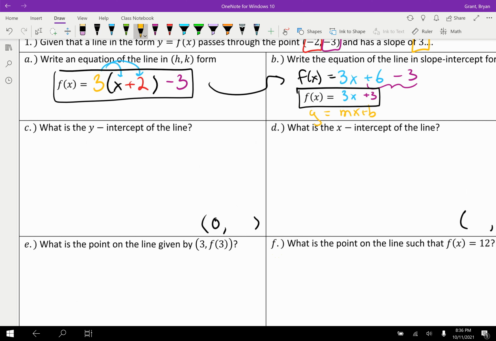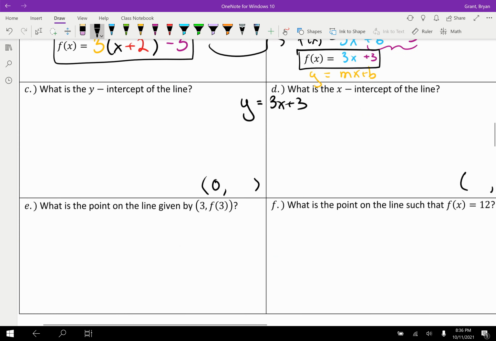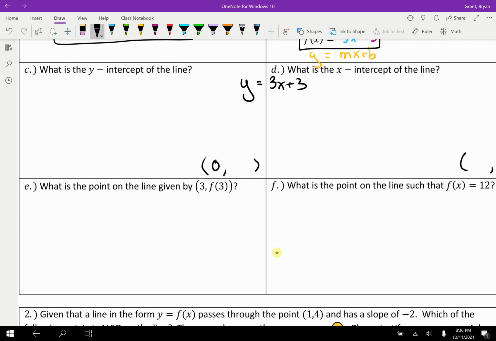In fact, I'm going to quickly rewrite slope-intercept form just in the middle of these two boxes so we can see, and I'll use it with y. Y equals 3x plus 3. How do we find the y-intercept of this line? Well, you replace x with 0. So I'll do this one in blue. It becomes y equals 3 times 0 plus 3.